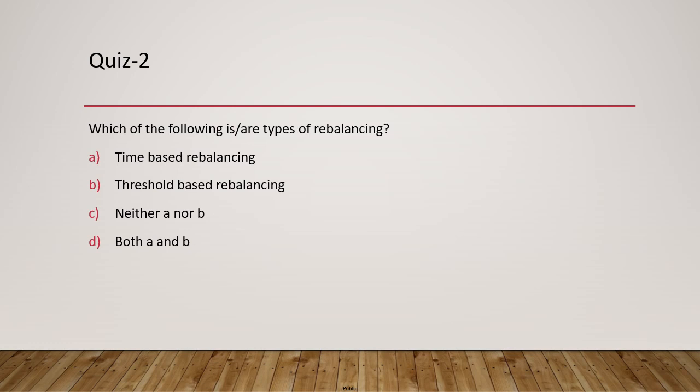The second thing, you can also do threshold-based rebalancing. So if you have, say, a portfolio in which you have equity and debt and you have kept a 60% threshold for equity, the moment the investment goes up to 70%, you do rebalancing. So that's a trigger, right? So the answer is you can do time-based rebalancing and you can also do threshold-based rebalancing. So the answer is A and B.